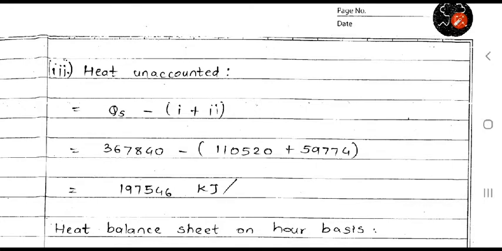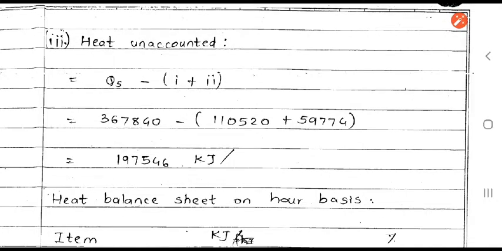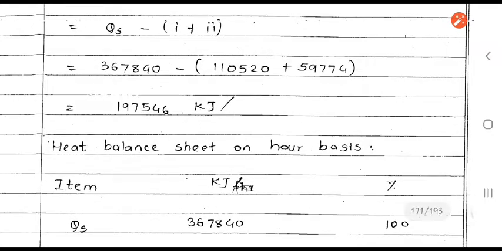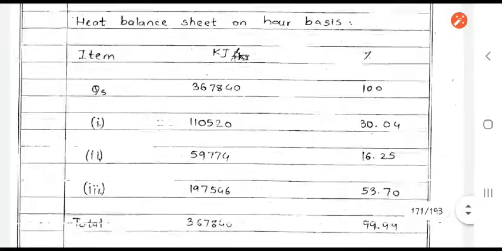We can calculate the heat unaccounted, that is heat supplied minus the summation of the first one and the second one. There is no need to calculate the third point, because we have not calculated for the exhaust gases, since it is not given in the problem. So we have the value of heat unaccounted, that is 197546 kilojoule per hour.